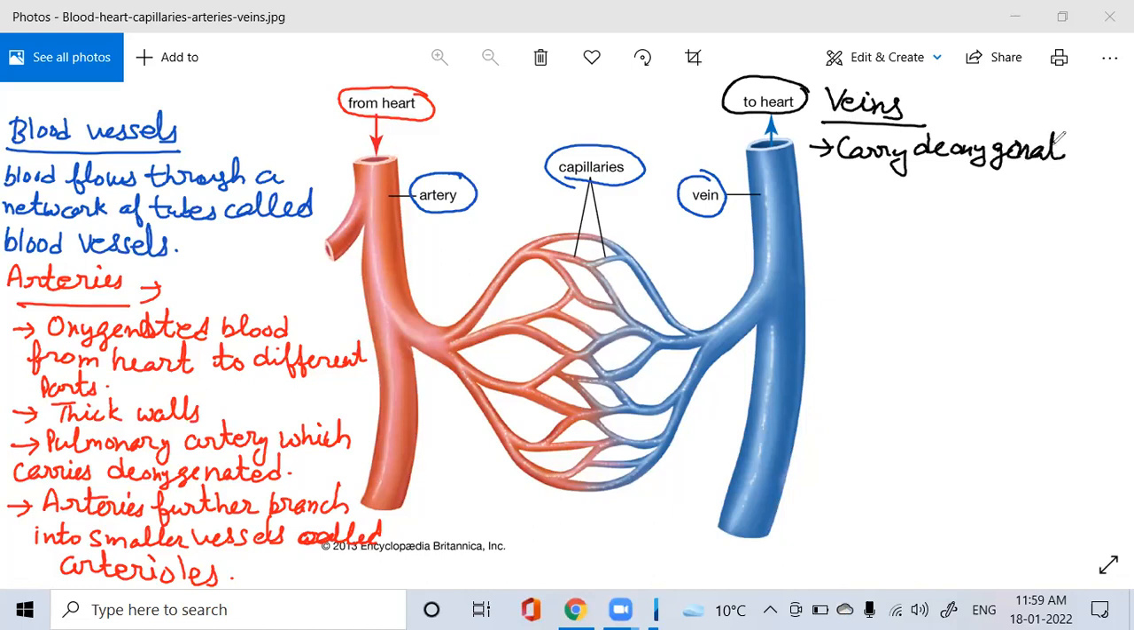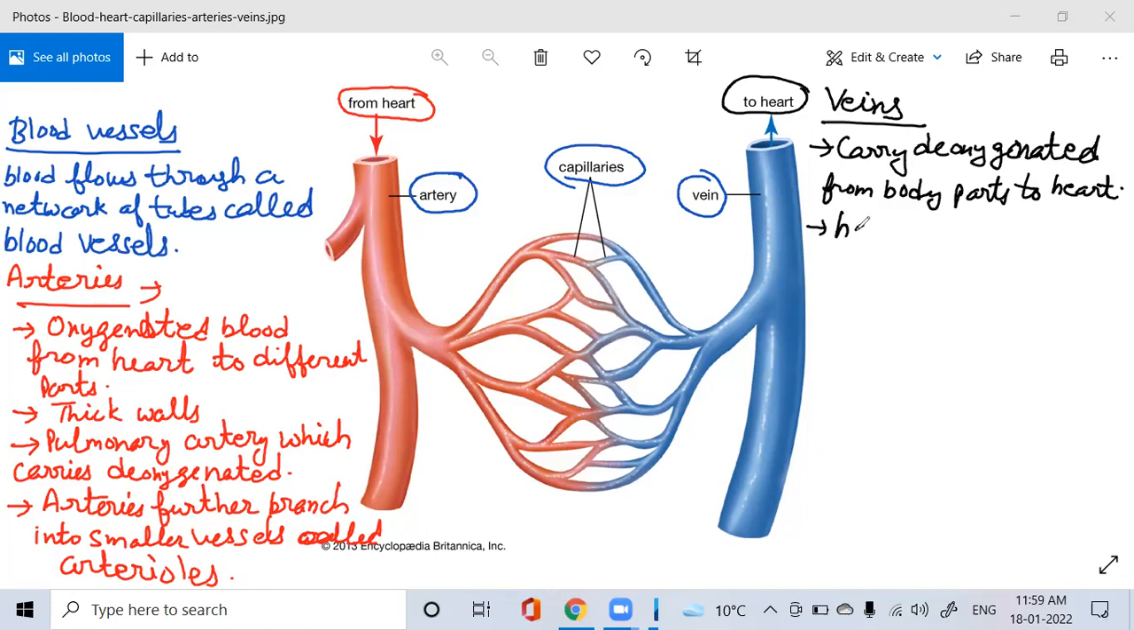Because they collect the blood from all the body parts, they carry this deoxygenated blood from body parts to the heart, right? Then the more important point is that these walls are not thick.